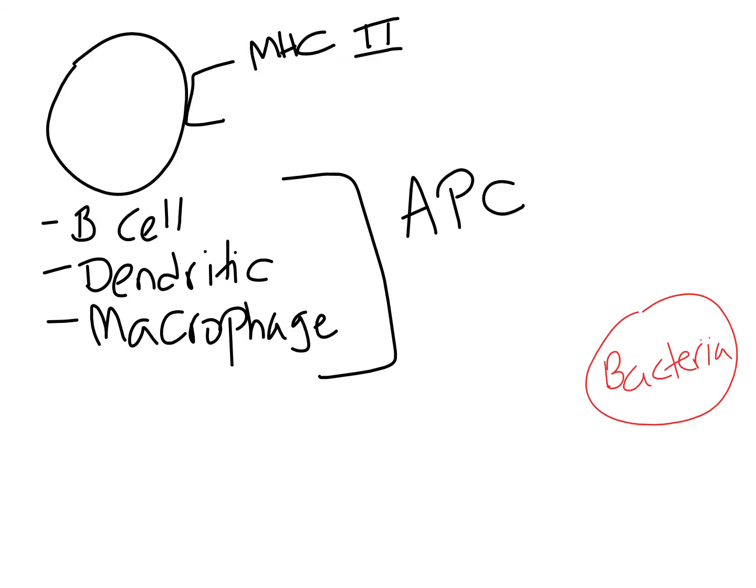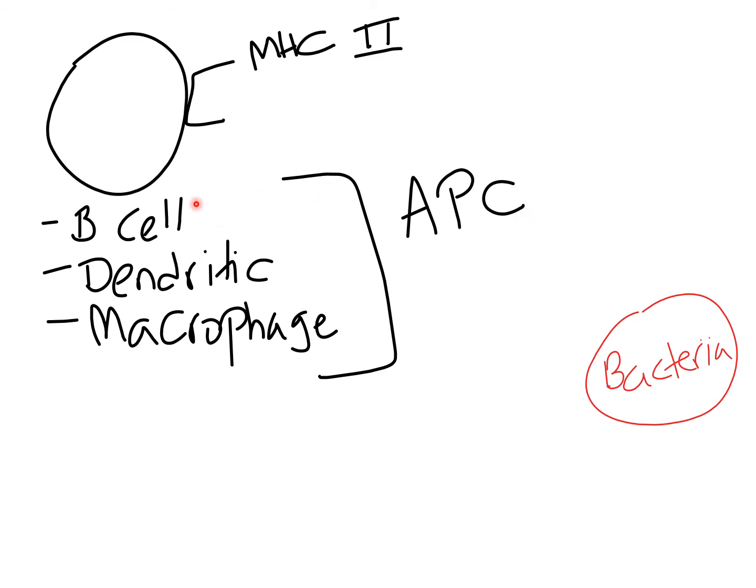Now, as I said, we have a set of receptors known as the major histocompatibility complex receptors, and we have two groups of these receptors, MHC class 1 and MHC class 2. MHC class 2 receptors are found on the surface of B cells, dendritic cells, and macrophages. Those three cells are known as APCs. APC stands for antigen presenting cells.